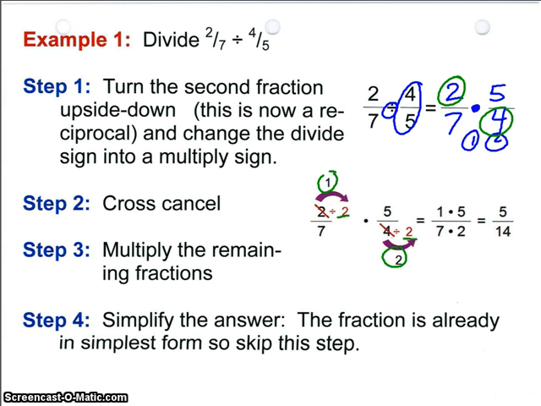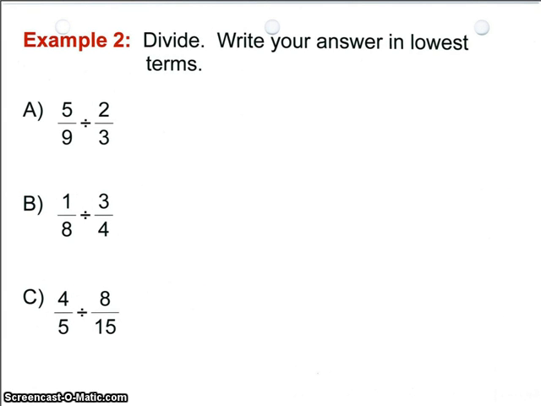And then we go ahead and multiply our numerators together. 1 times 5 is 5, and our denominator 7 times 2 is 14. And 5/14 cannot be simplified anymore because there are no factors that go into 5 and 14 both evenly. So we've simplified, and this is our final answer. Not too shabby.